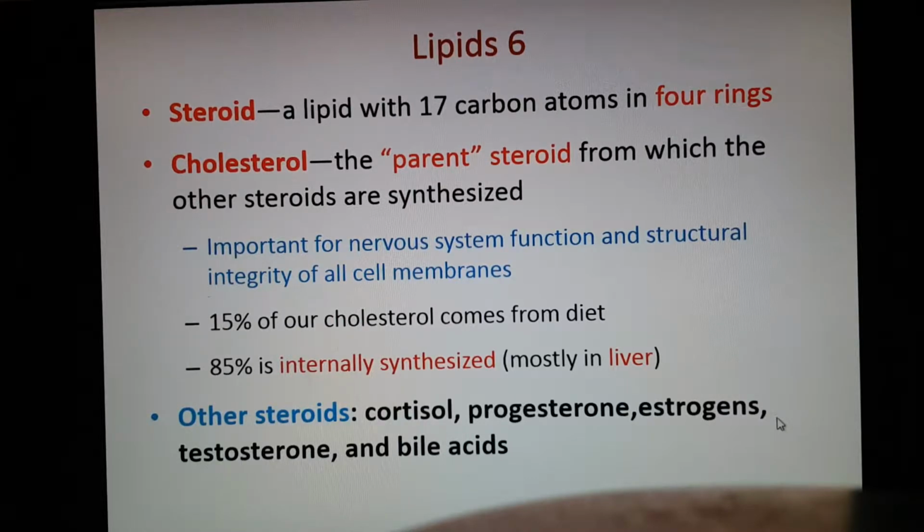Other steroids, again made from cholesterol, are cortisol, which is our stress hormone, and progesterone, estrogen, and testosterone, which are all our sex hormones. And then lastly, our bile acids, which are very important in digestion, help to break down the lipids from larger fat globules into what are called emulsification droplets. That becomes very important for AP2, particularly the respiratory and digestive lab exam. So again, bile acids help to break down fat into emulsification droplets.